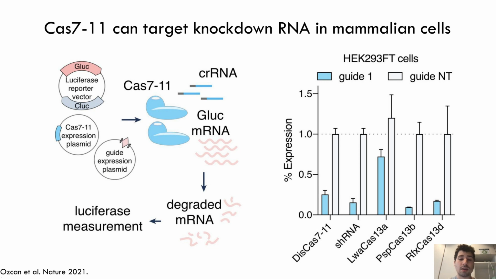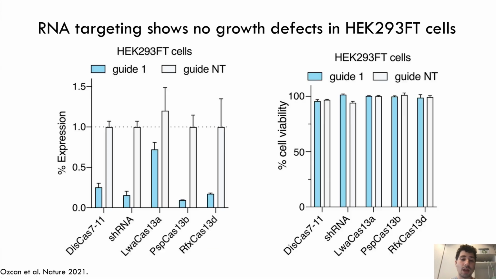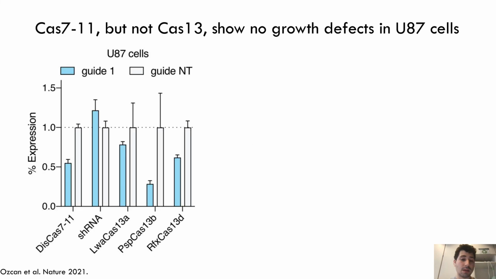compared to Cas13a. Now, comparing this to our findings that Cas13s don't have collateral activity in HEK293FT cells, we saw that reproduced. So if you knock down this reporter transcript, you don't see any effect on cell viability in HEK293FT cells. However, we wanted to check this against multiple different cell types. So if you then compare the knockdown efficiency in U87 cells, first we saw that Cas7-11 still achieves great knockdown, and RNAi actually does not work in U87 cells, which is a known phenomenon.